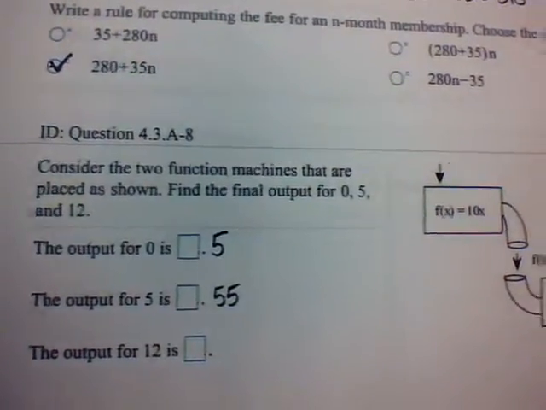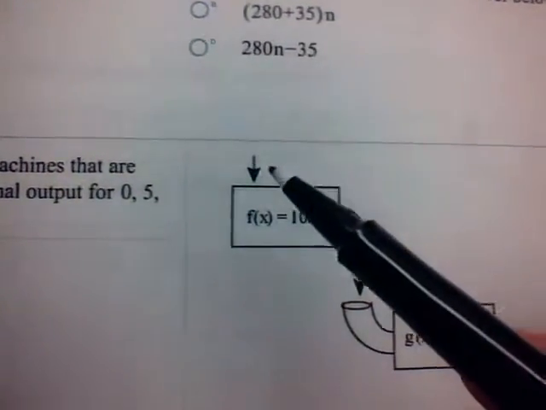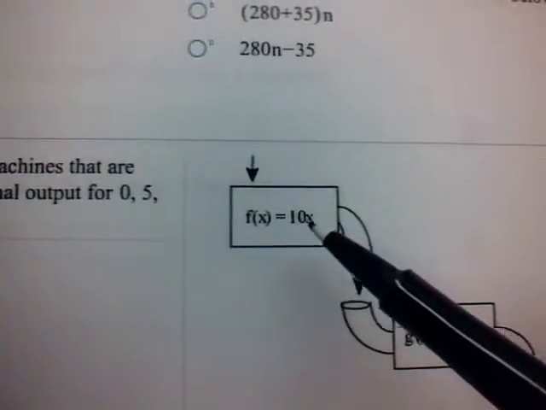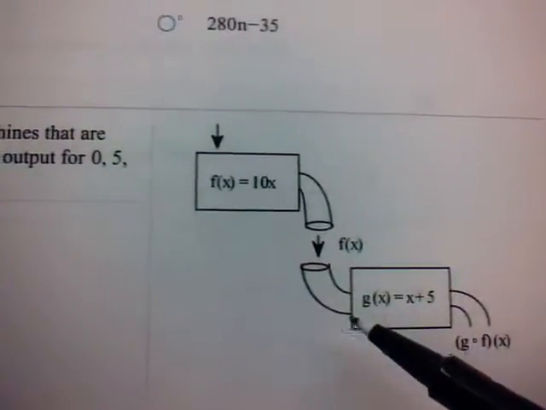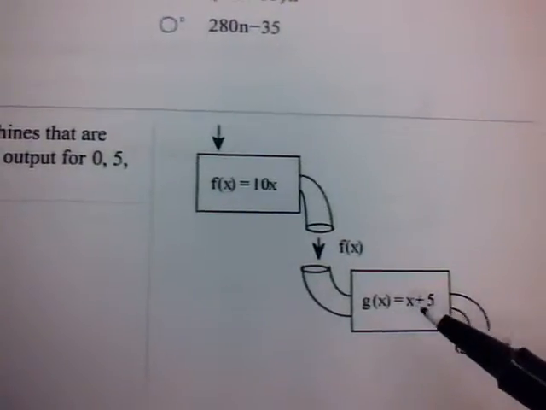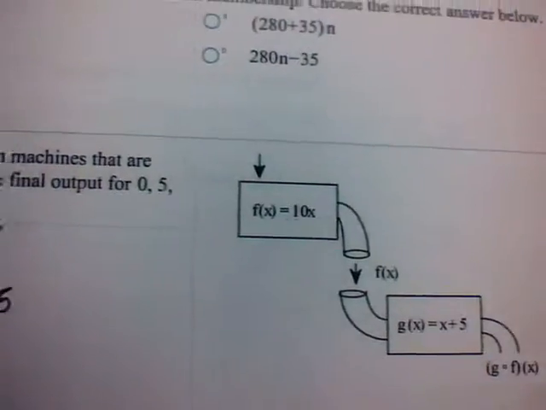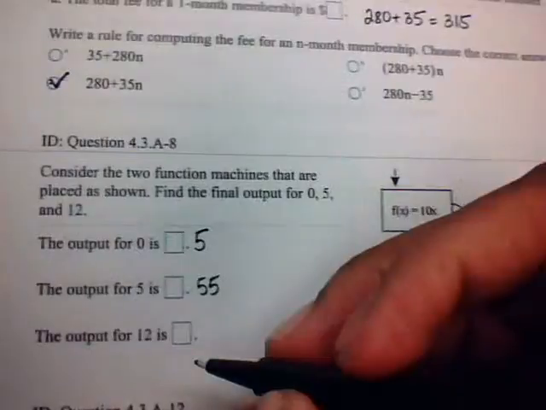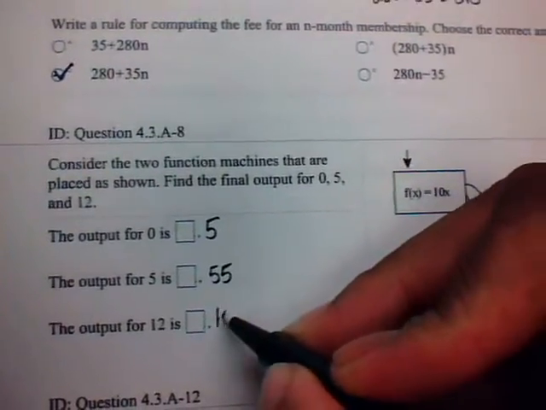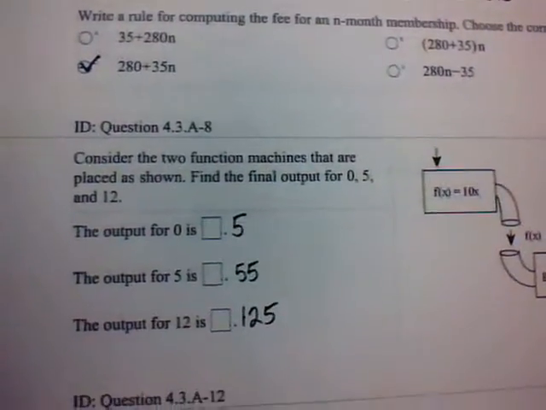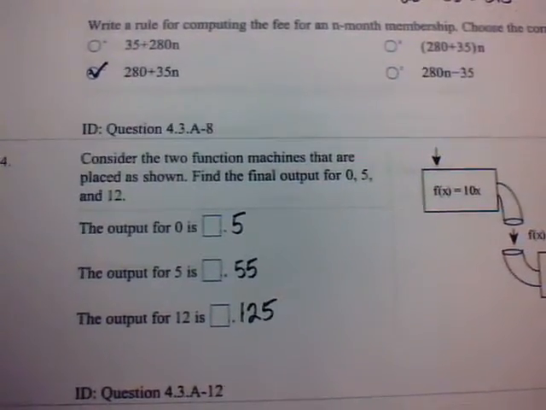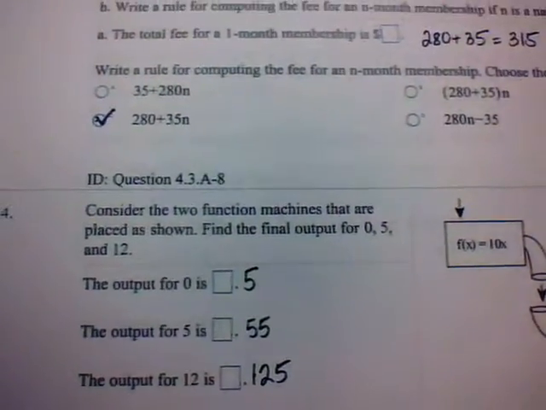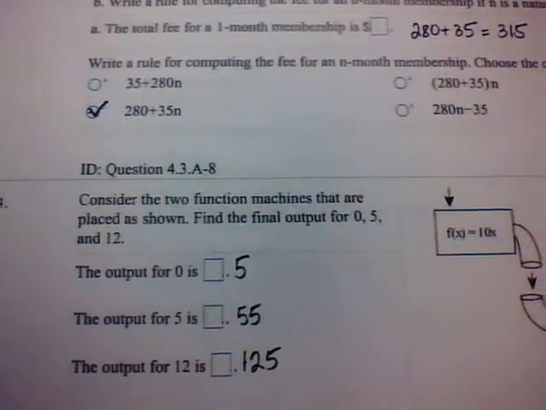And then the output for 12, we input 12, you have 10 times 12, that's 120. And then that 120 will be your input for your g of x. So now you'll have 120 plus 5, which is 125. So the output for 12 is 125. And this is one of those examples of a function machine that deals with the composition of functions.